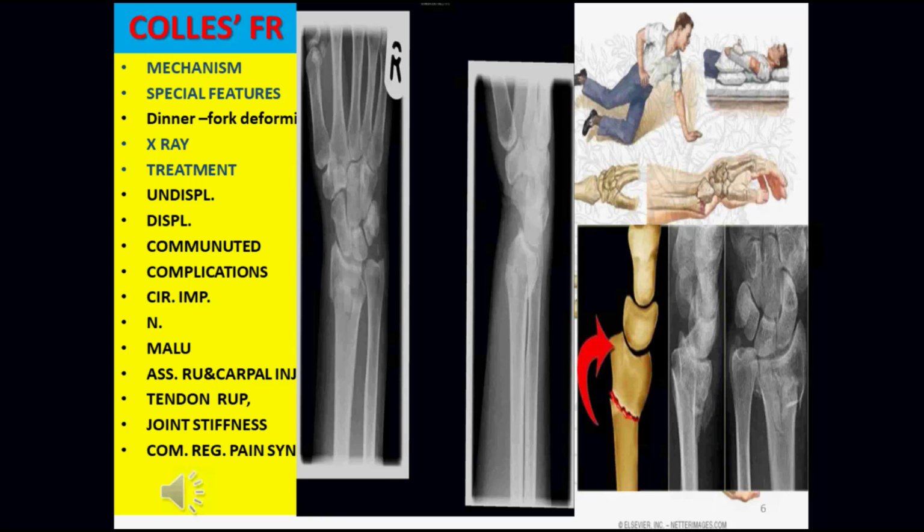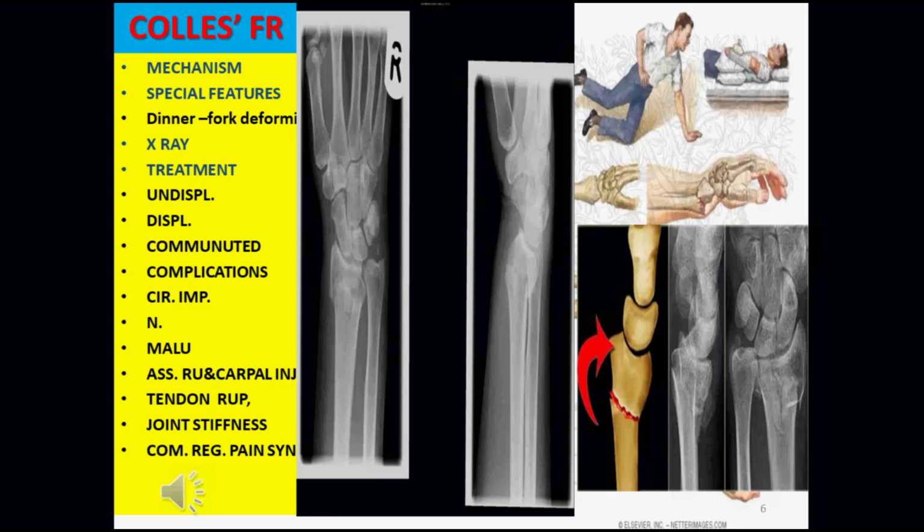This is the most common of all fractures in older people because of postmenopausal osteoporosis. Usually the patient is an old woman who gives a history of falling on her outstretched hand. Special features: with an undisplaced fracture, usually there is pain and swelling. In a displaced fracture, usually there will be a deformity, we call it dinner fork deformity.